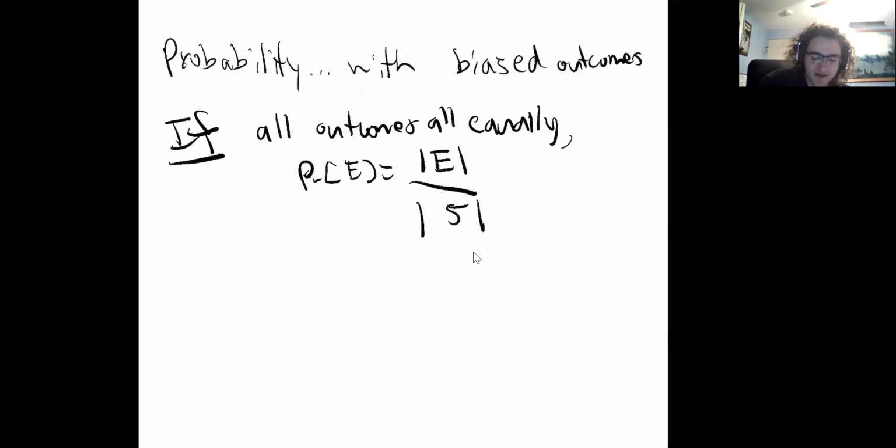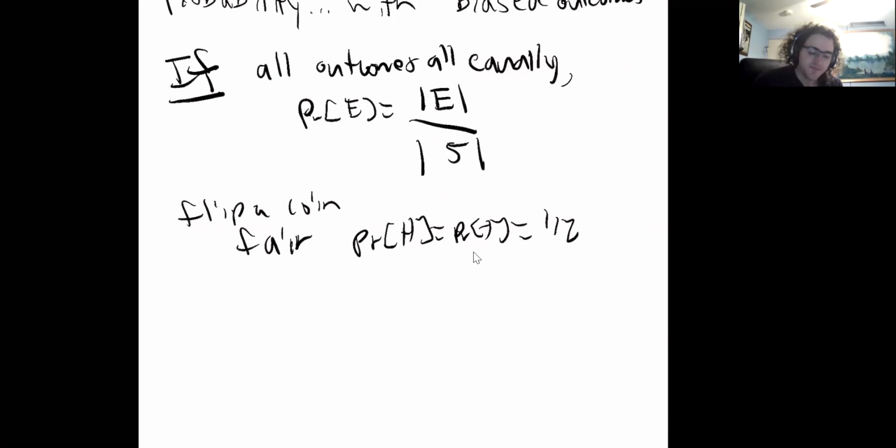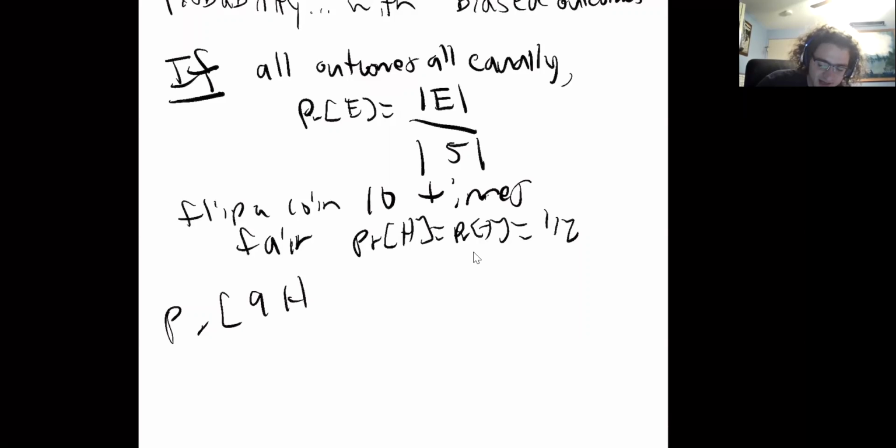For example, suppose we're going to flip a coin, and suppose we have a coin that we call fair. In other words, the probability of getting heads is the same as the probability of getting tails, which is 1/2. What if we flip this coin 10 times, and I asked you, what's the probability we get 9 heads and then a tail on the 10th flip?